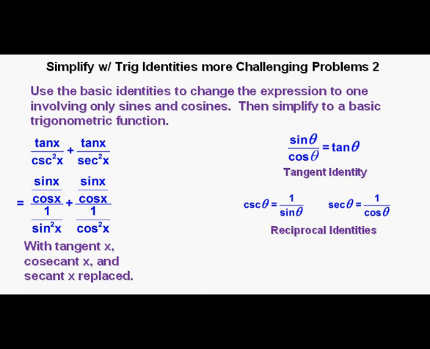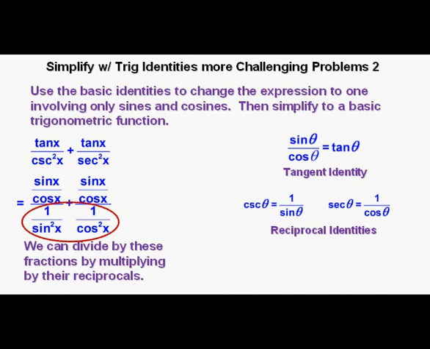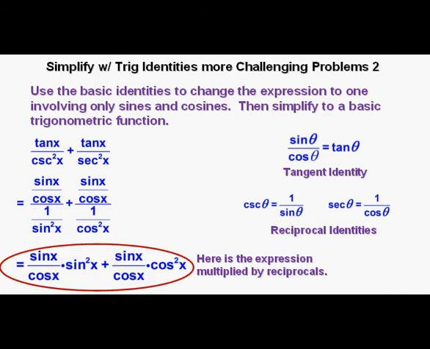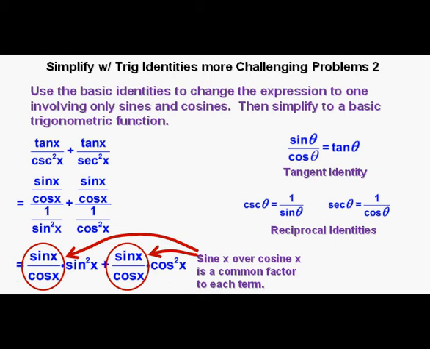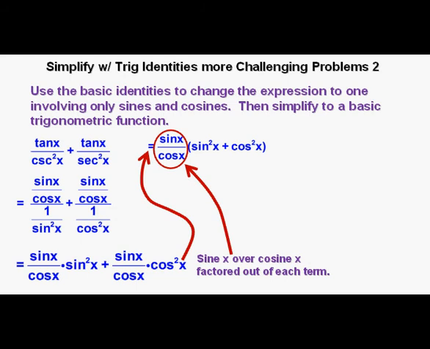We can divide by these fractions, 1 over sine squared x and 1 over cosine squared x, by multiplying by their reciprocals. And here's the expression with each fraction changed to division by multiplying by reciprocals. And for each of these terms, sine x over cosine x is a common factor. Here's the expression brought to the top with sine x over cosine x factored out of each term.